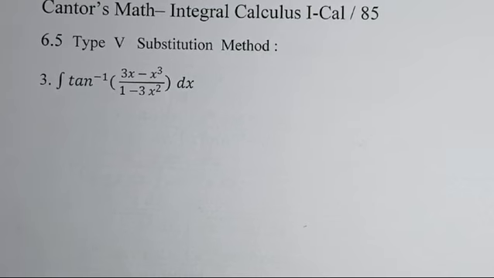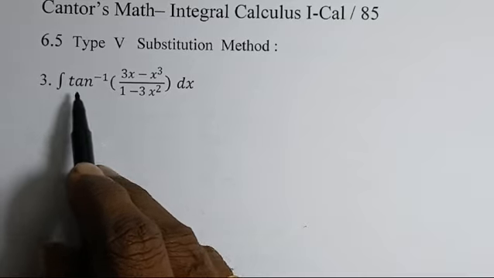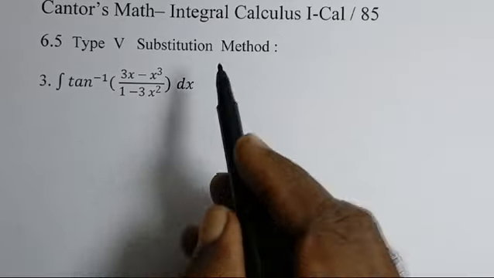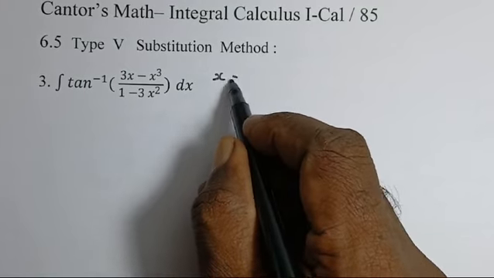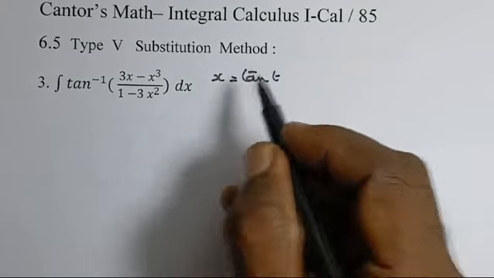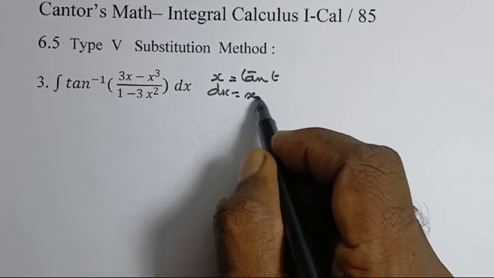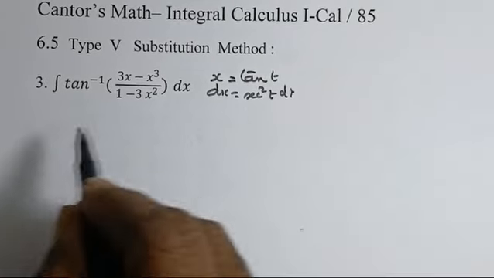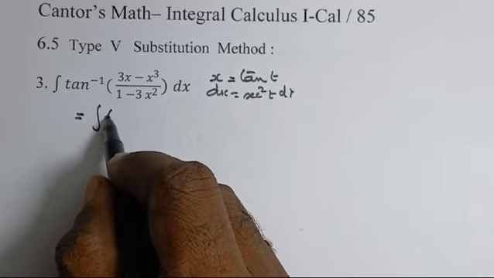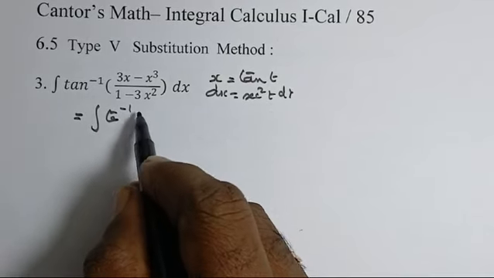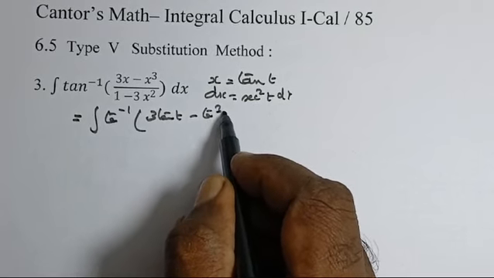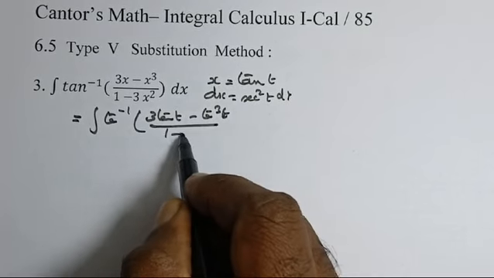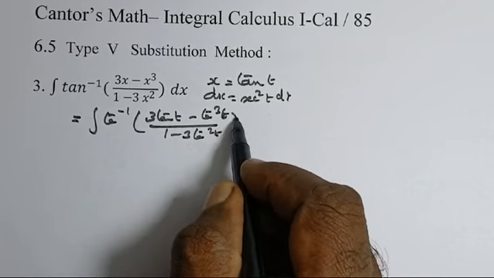Type 5, substitution method, problem number 3: integral of tan inverse of (3x minus x cube) by (1 minus 3x squared). Here substitute x equal to tan t. Now what is dx? dx becomes secant squared t dt, isn't it? Now you substitute it here: integral tan inverse of (3 tan t minus tan cube t) by (1 minus 3 tan square t), isn't it?